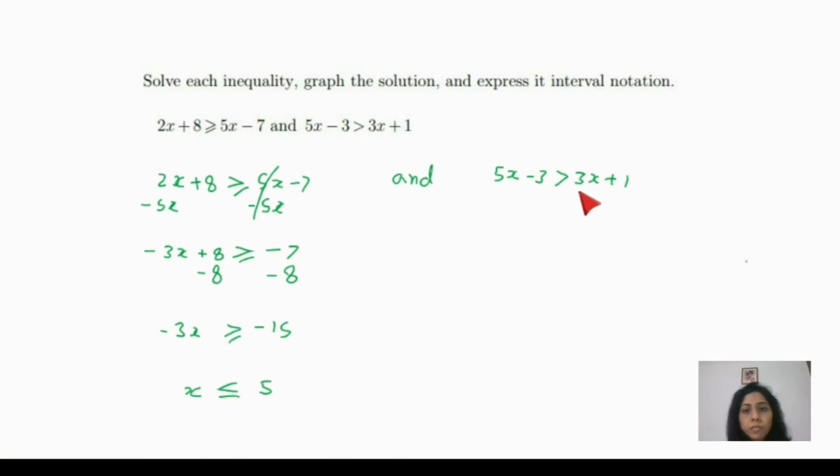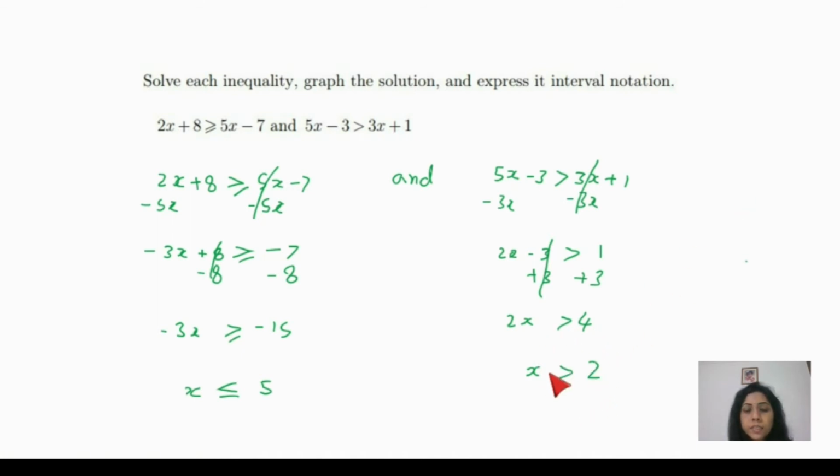Okay, now here both sides subtract 3x. So 2x minus 3 greater than 1. Now both sides add 3. So 2x greater than 4. This is cancelled. Okay. Now both sides divide by 2. So x greater than 4 divided by 2, 2.